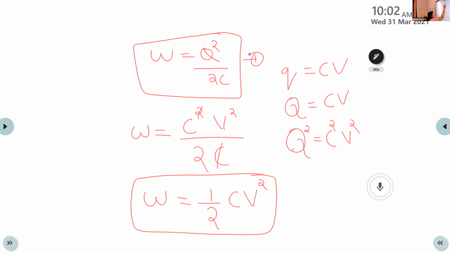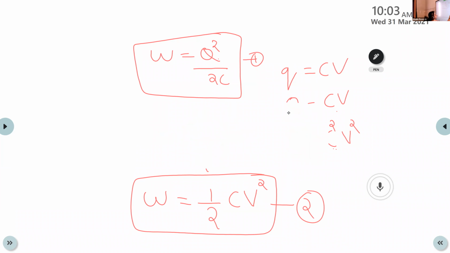Now we are substituting, instead of Q, we know that Q is equal to CV. Then Q square is equal to C square V square. Substitute this value in this equation. We have W is equal to C square V square by 2C. Cancel this one C from the denominator. Then it becomes W is equal to half CV square. So this is our second equation, the work done by the potential to store the electric charge. W is equal to half CV square.